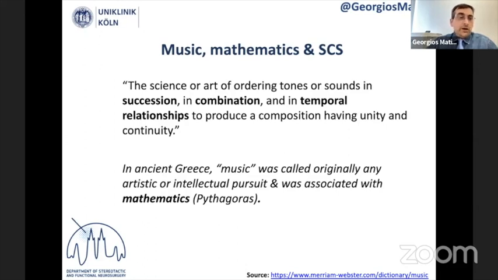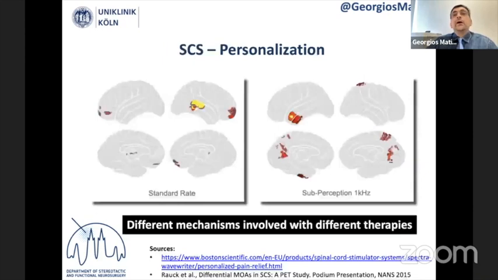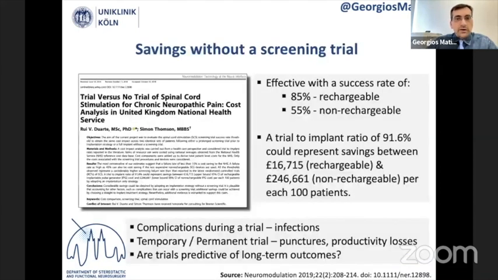I'm coming from Greece. I must say something about ancient Greece. So in ancient Greece, music was called originally any artistic or intellectual pursuit and was associated with mathematics. So a little bit of philosophy is also good. And we do know that if we use different waveforms, we can stimulate different areas in the brain. This was shown and presented at NANS, North American Neuromodulation Society meeting 2015 with tonic stimulation and 1 kilohertz stimulation. So different waveforms are acting in a different way. It's a different type of music for our brain.